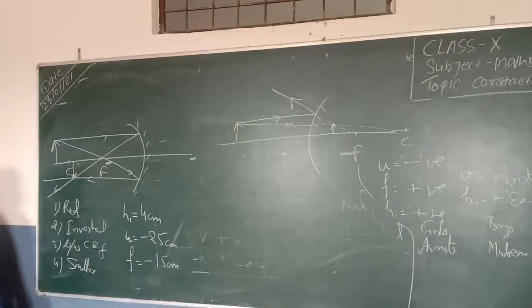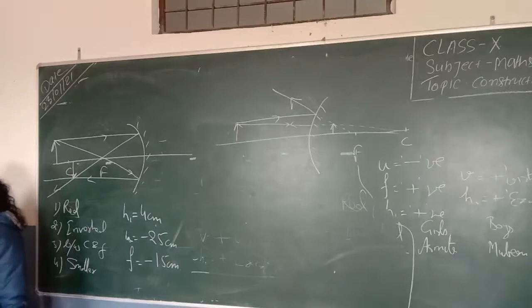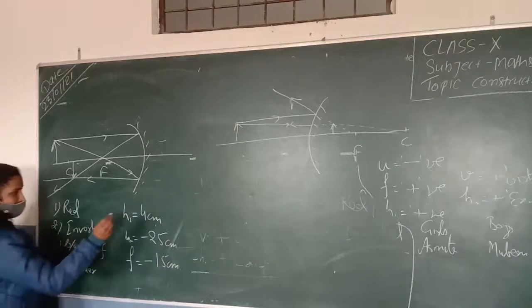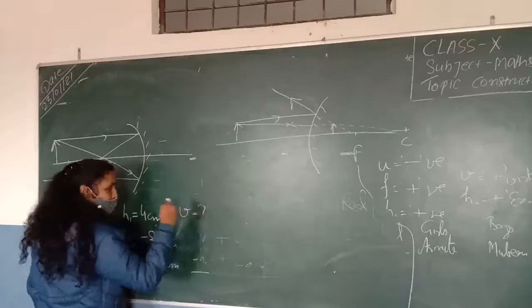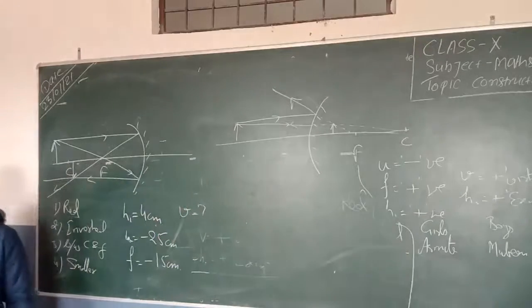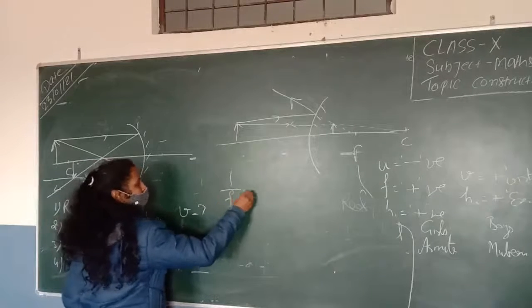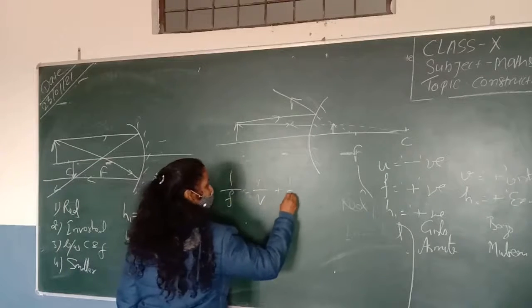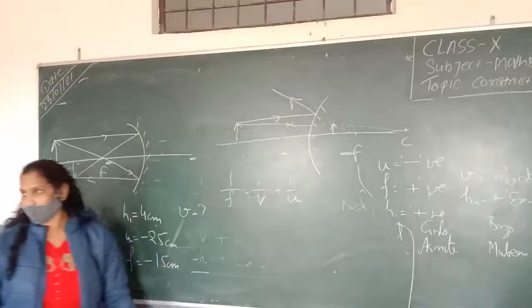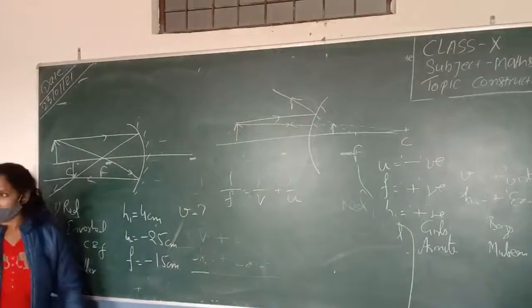Actually, what is V? V is the distance of the image from the mirror. So we have to find the value of V. What is the mirror formula, Ayush? 1 upon V plus 1 upon U. Okay, 1 upon F is equal to 1 upon V plus 1 upon U. Please calculate this and tell me what the value of V is here.